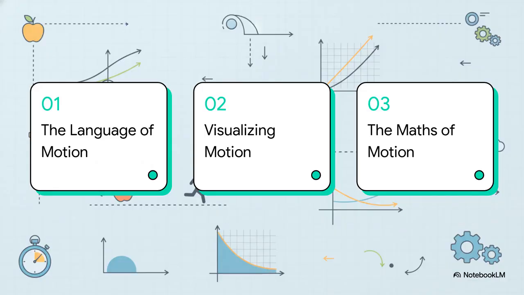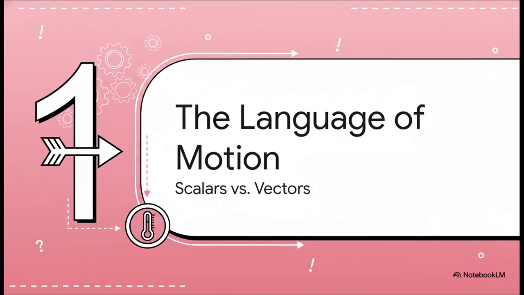We're going to build your motion revision toolkit in 3 simple parts. First, we'll get the language right, the key words you just have to know. Then we'll get visual and figure out how to decode those graphs that tell the story of a journey. And finally, we'll get our hands on the equations you need to do the actual calculations. Let's do this. First things first, the language.